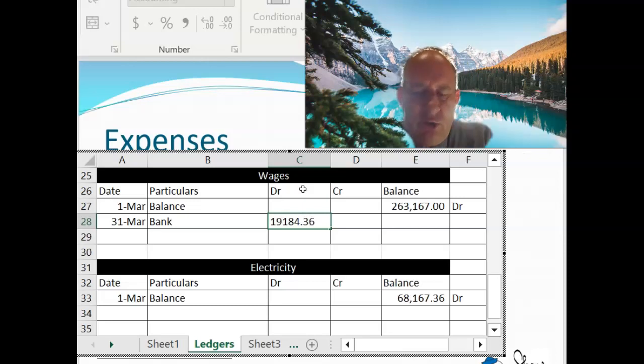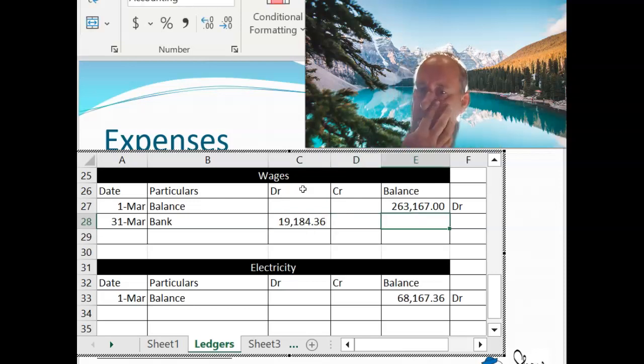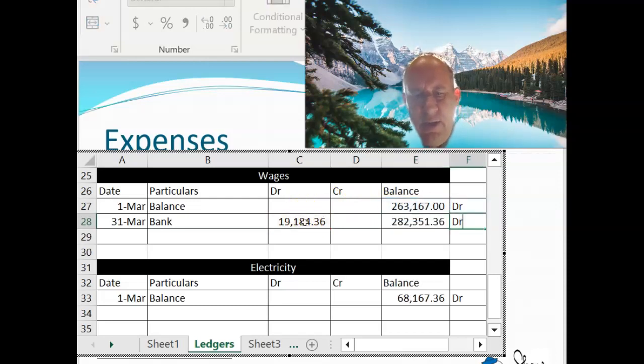So normally on this, we'll just reference back to the total of wages in your cash payments journal. Because we've got a debit and a debit, it is increasing. So we started off with an opening balance of this amount. We added during the month another $19,000 worth of wages. And so our total of wages is going to be 282 at the end of the year.